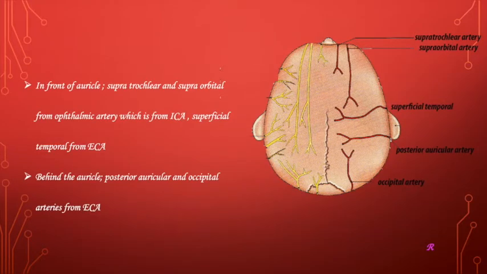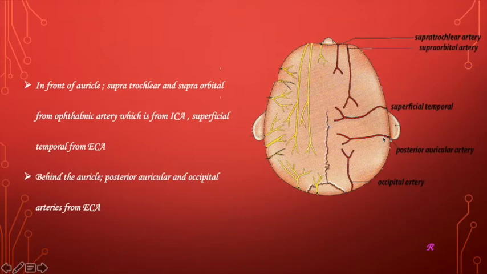venous drainage. Before telling the venous drainage, I have to mention one thing, that is, according to the region we can divide the arteries. That is, in front of auricle, this is the auricle, and behind the auricle. In front of the auricle we have supratrochlear, supraorbital and superficial temporal.